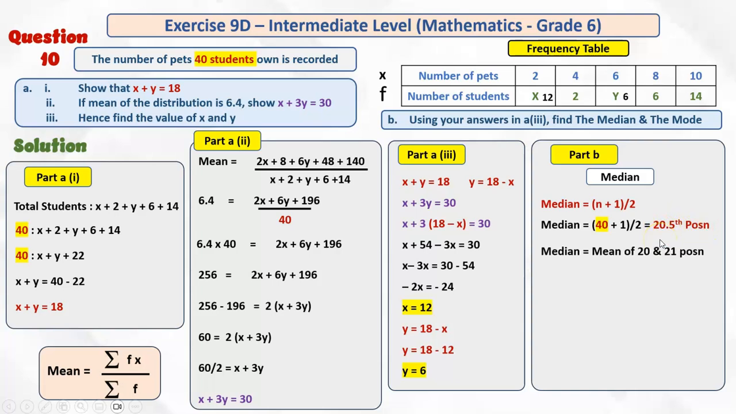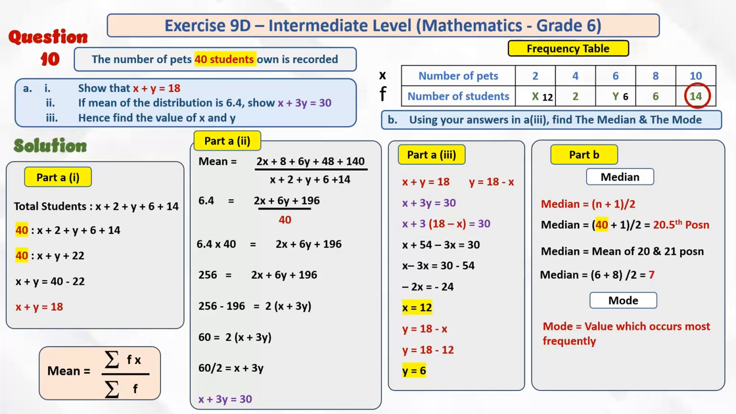This means that the median would be the mean of the 20th and the 21st positions. How would we find the median of the 20th and 21st positions? The first 12 slots go here, then plus 2 makes 14 slots, then plus 6 makes 20. So the 20th number is 6 and the 21st number would be 8. Finding the mean of 6, the 20th position number, and 8, the 21st position number, and dividing by 2, we find the median, which is 7, and this was the answer. And finally, finding the mode.